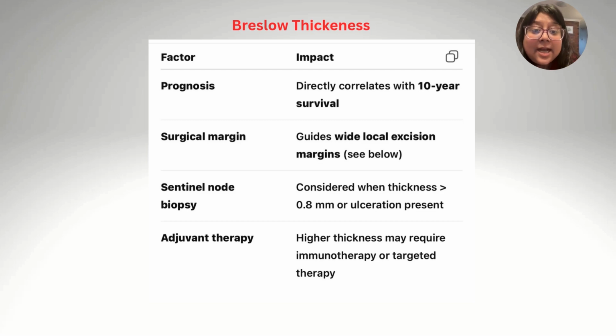It gives a guide to wide local excision margins. Sentinel node biopsy is considered when the thickness is more than 0.8 millimeter or ulceration is present. And adjuvant therapy, if the thickness is higher, may require immunotherapy or targeted therapy.